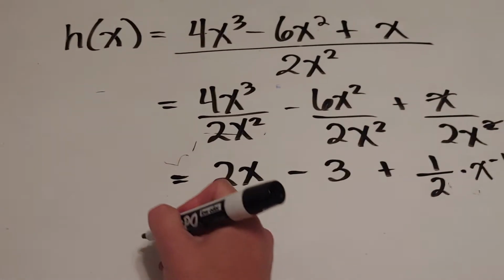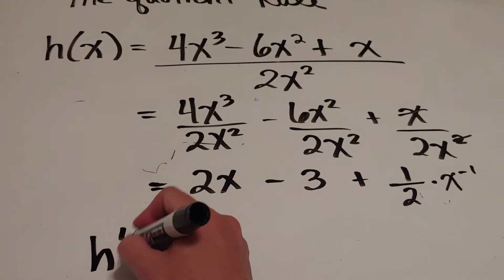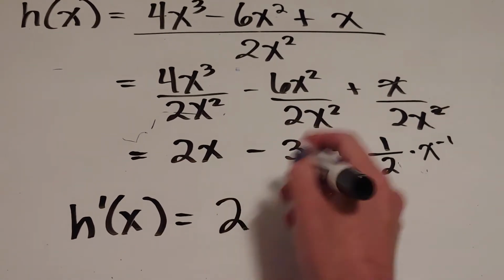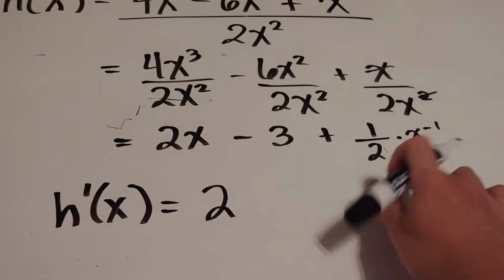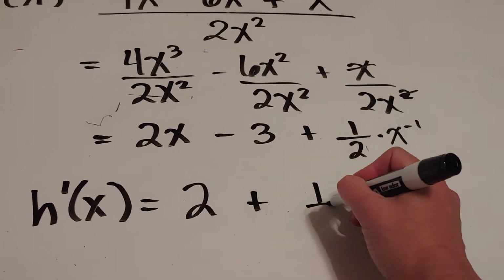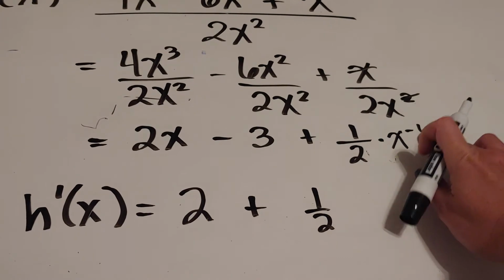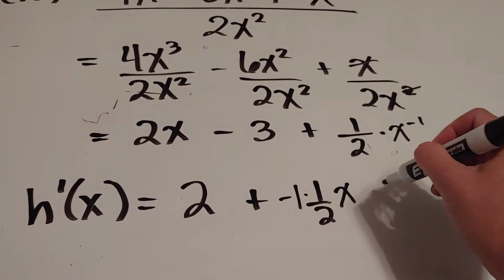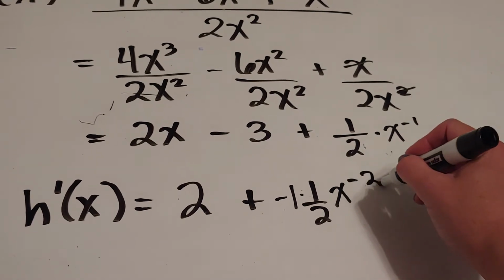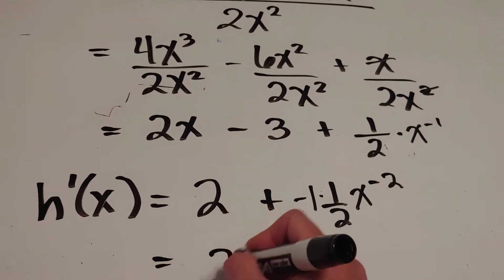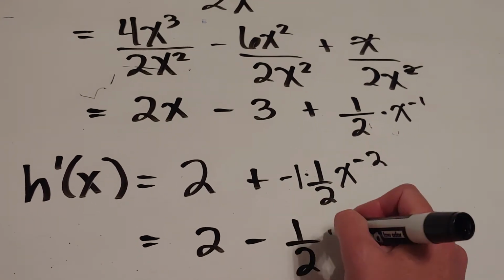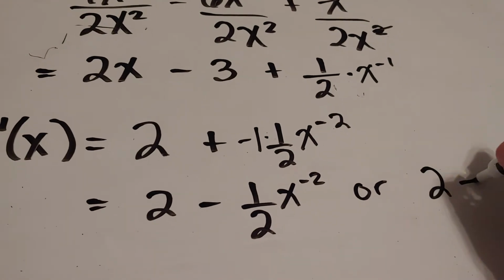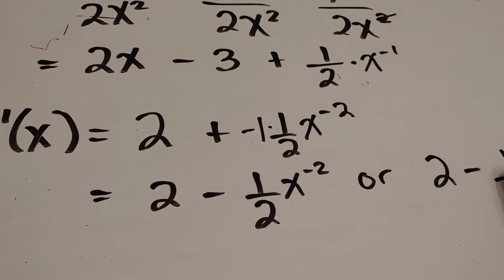Okay, so let's go for it. When I go to use just the power rule, not the quotient rule, I'm avoiding the quotient rule. The derivative of 2x is 2. The derivative of 3 is 0. And the derivative of this last term is 1/2, and the negative one is going to come down, and then I'm going to subtract 1 from the exponent. So minus 1 is minus 2. So this will be 2 minus 1/2 x to the -2, which is the same thing as 2 minus 1 over 2x squared.